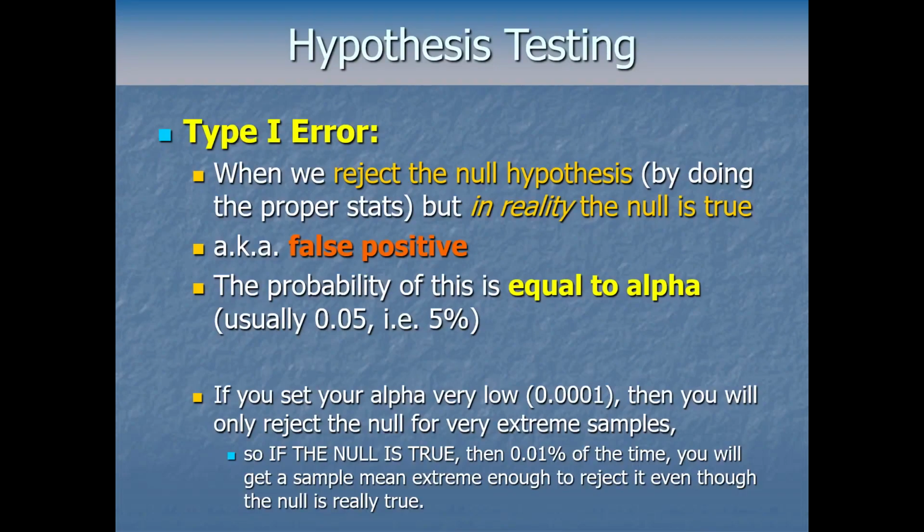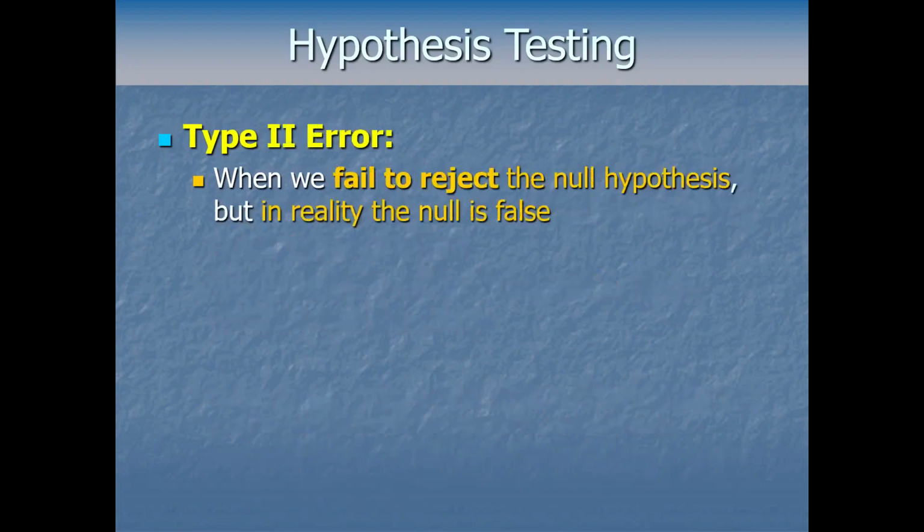We accept a 5% chance that when we find a statistically significant result, it'll be a false positive. At which point we just have to do replications and repeat our studies to double check and become more confident over time. Now, the other issue that can arise is what we call a type 2 error.